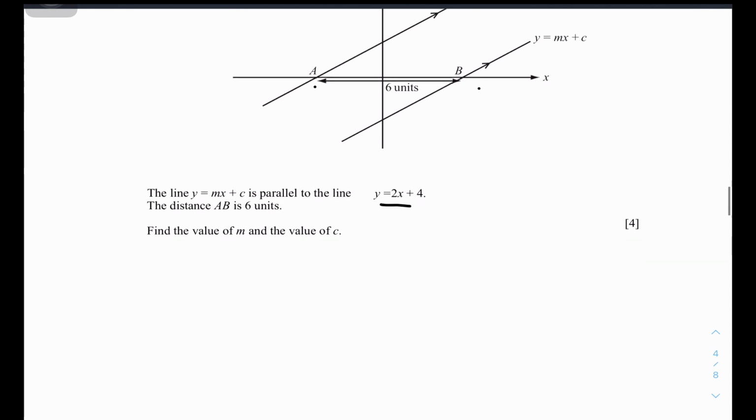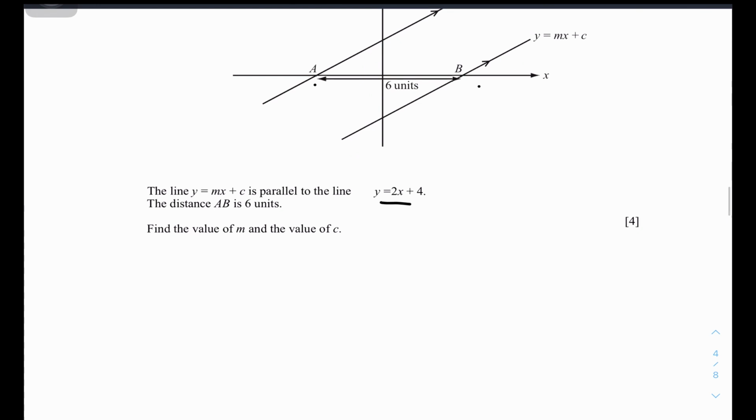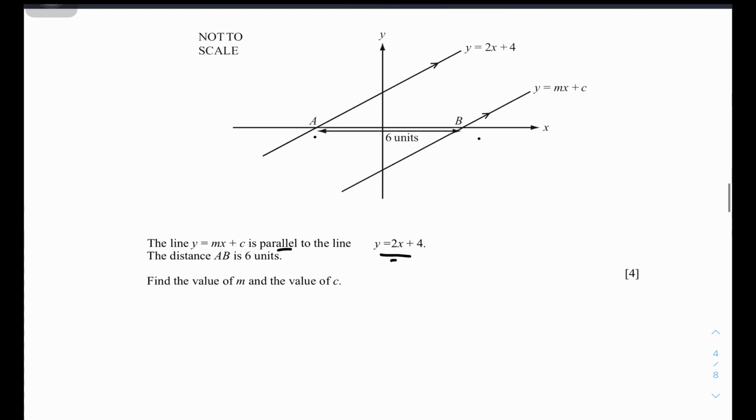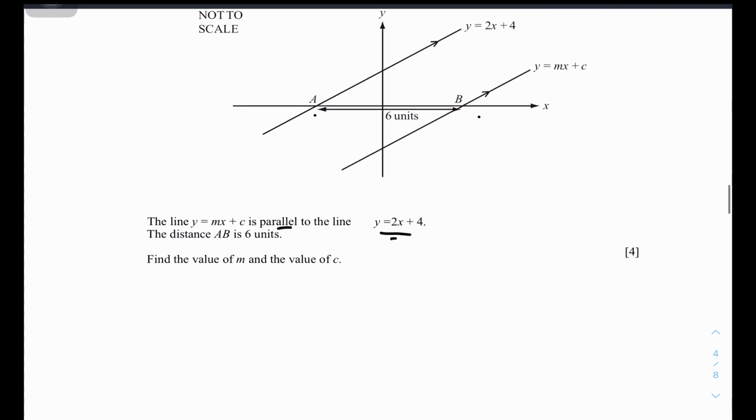Okay, so we have to find the gradient m, which is quite simple. Parallel means the gradient is the same, because if it's not parallel, if let's say the gradient is different, it will skew to one side, which is not parallel. So we have to find the value of c. So we know that m equals 2.